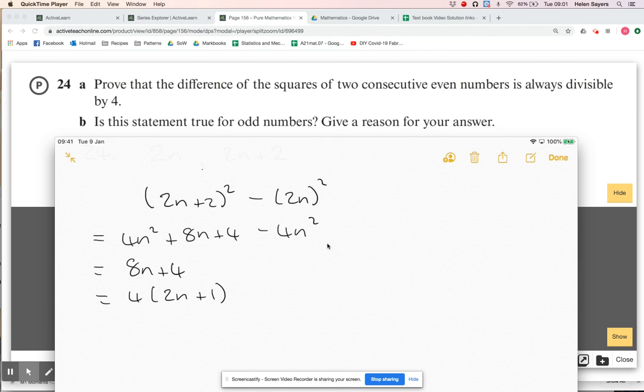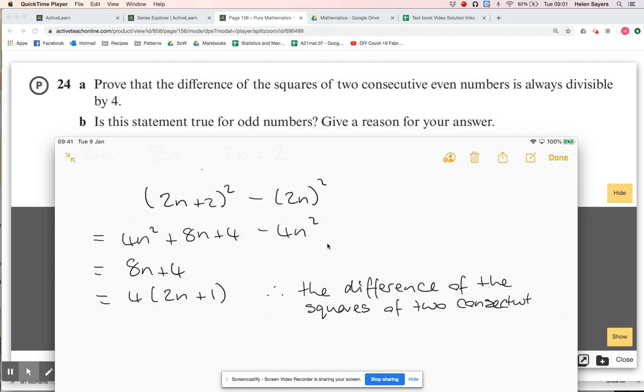And yeah, I think we've shown it. So again, I know it's dull, but let's just write the conclusion. So the difference of the squares of two consecutive even numbers is divisible by 4. So you can try and write it a little bit neater than this.